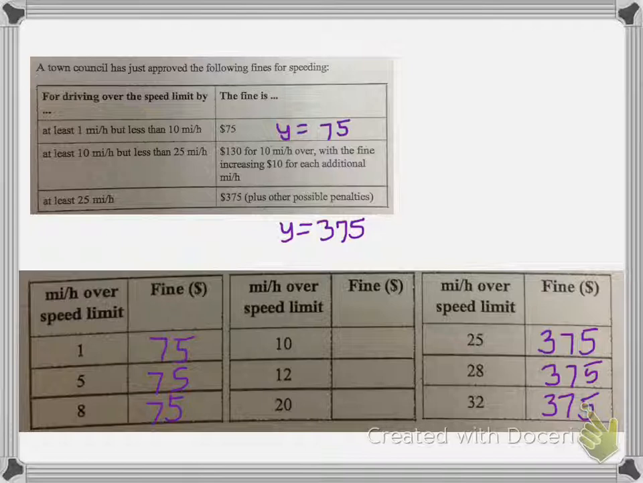So those are pretty easy to fill out on the table. If I'm going 1 mile per hour over the speed limit, I know I'm going to pay $75. If I'm going 5 miles per hour over, I'm going to pay $75. 8 miles per hour, $75. Things are going to change at 10. Again, we're going to talk about that in just a moment. But if I'm going 25 miles over the speed limit, I'm paying that big old honking fine of $375. Same can be said for 28, 32, et cetera.